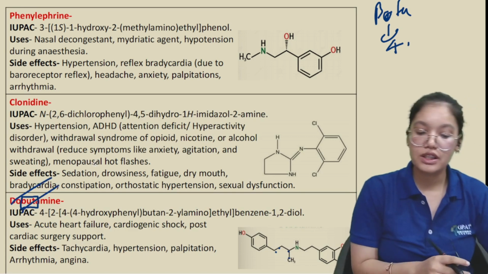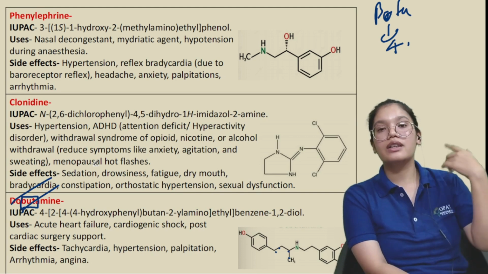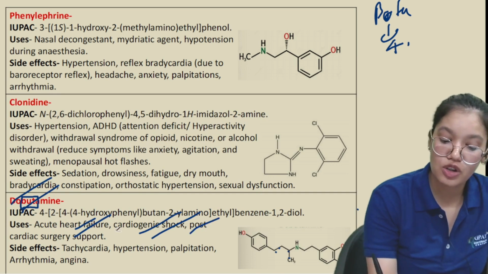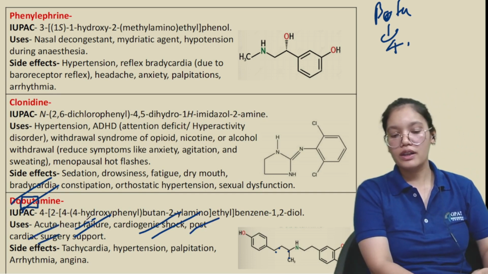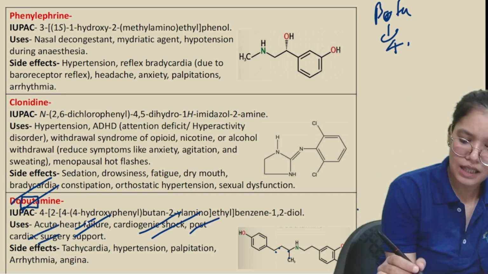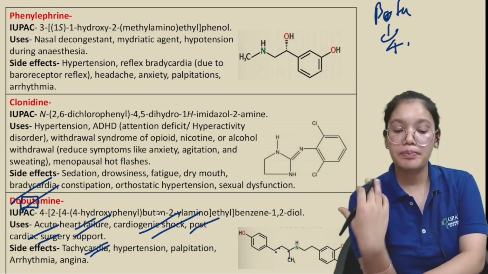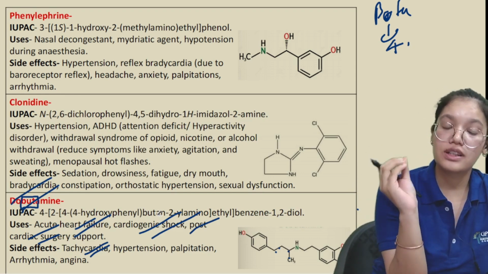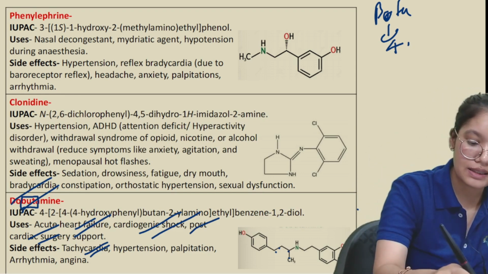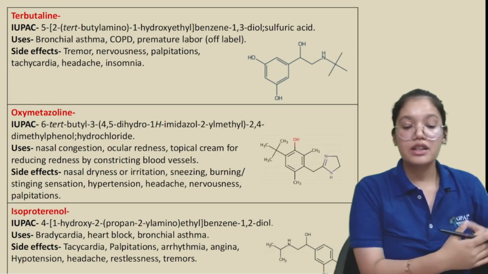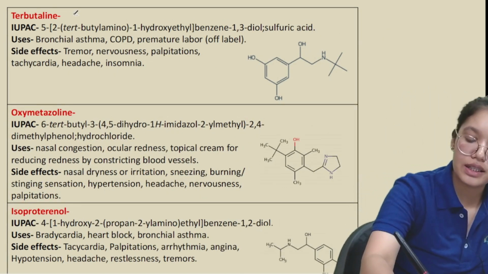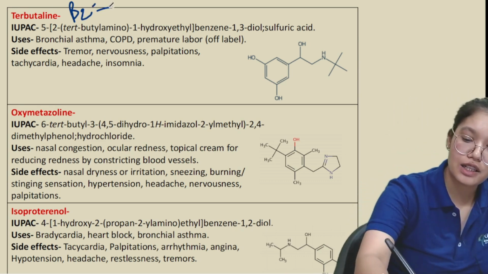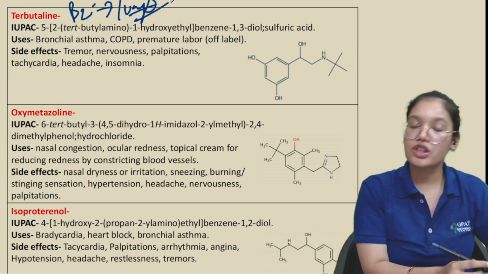Dobutamine uses: already told you it is beta-1 selective, so it acts on the heart. Acute heart failure, cardiogenic shock, post-cardiac surgery support, for all that we can use dobutamine. Side effects: tachycardia, hypertension, palpitations, arrhythmia, angina, so dobutamine can be very dangerous, as it causes side effects like these. Then next we have terbutaline. Now terbutaline is beta-2 selective. Beta-2 selective means it acts on the lungs.